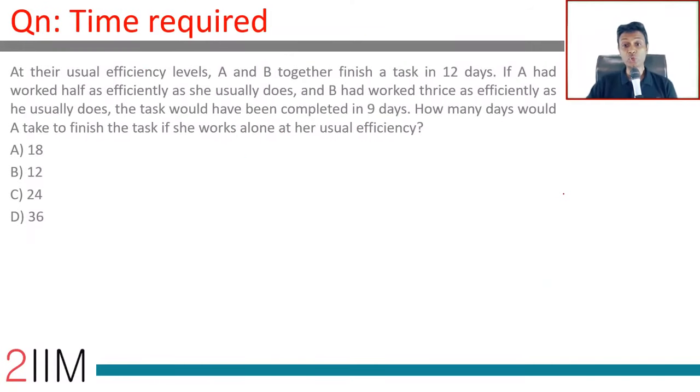Time required. At their usual efficiency levels, A and B together finish a task in 12 days. If A takes A days and B takes B days, they'll do 1 by A of the task plus 1 by B of the task in 1 day, or 1/12 of the task, because they finished the whole thing in 12 days.